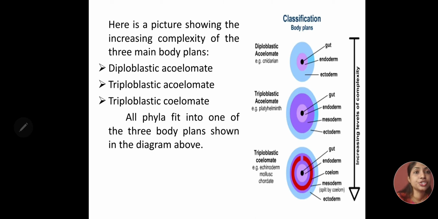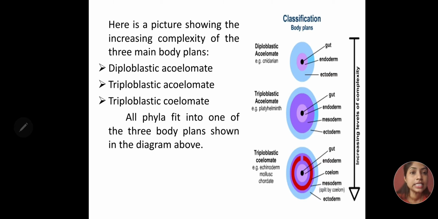Here is a picture showing the increasing complexity of the three main body plans, that is the diploblastic acoelomate. All diploblastic animals, that is cnidarians and coelenterates, are essentially acoelomic in nature. Therefore, we call it the acoelomic diploblastic condition. Whereas the next body plan is triploblastic acoelomate. The examples include Platyhelminths. And the next major body plan is triploblastic coelomate. And all animals from phylum Annelida onwards fall under this category.